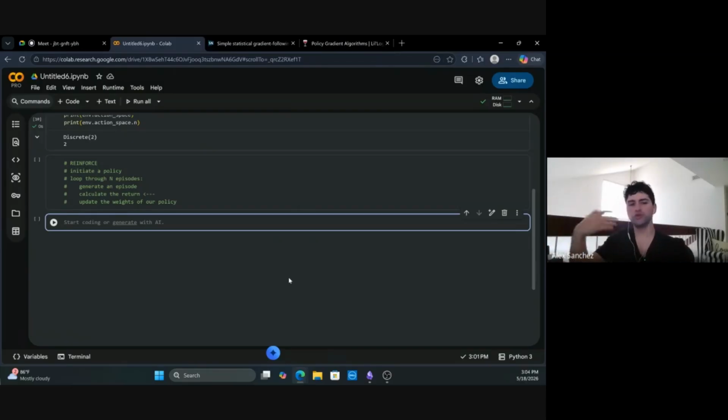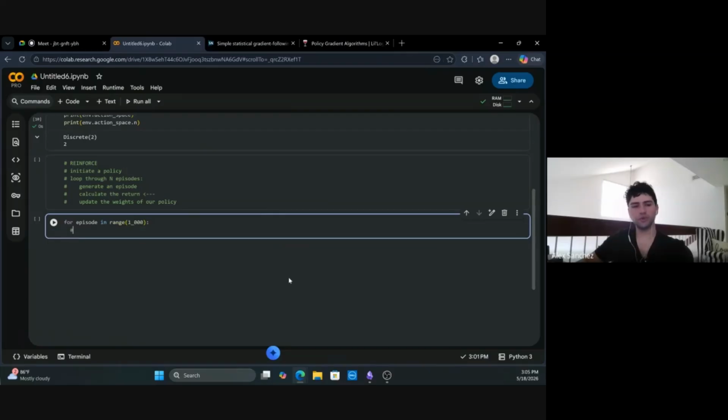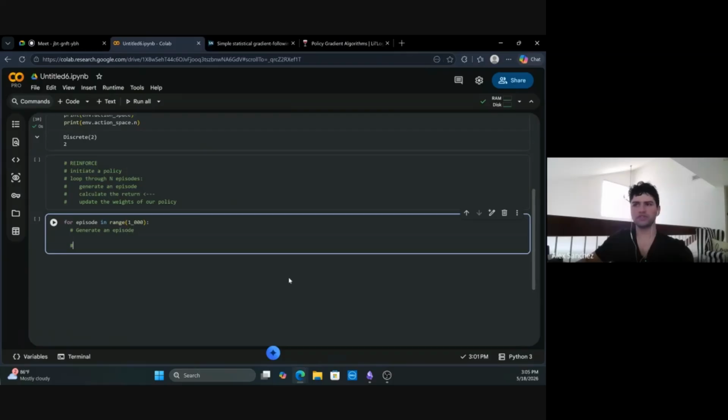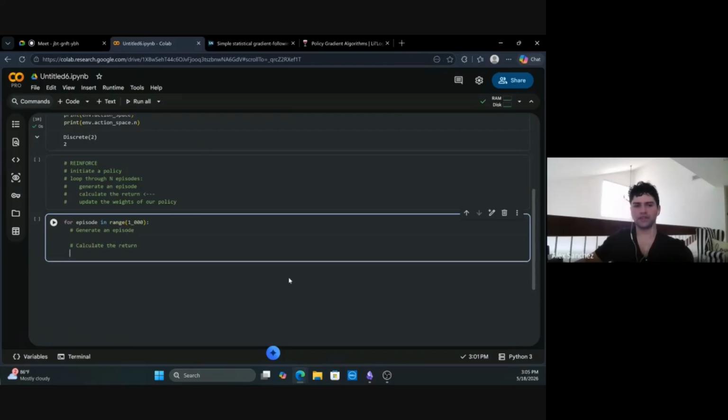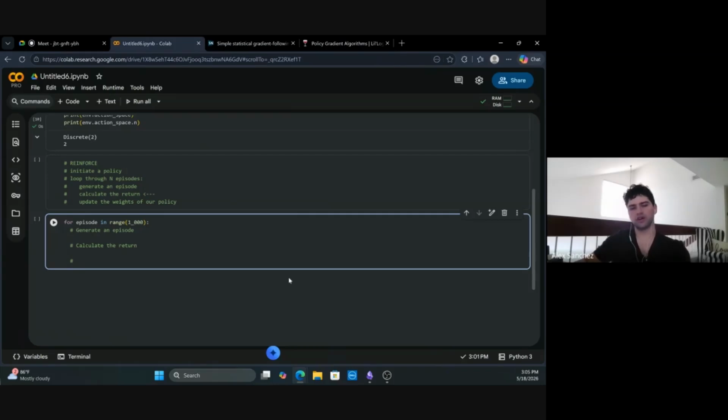We want to loop through n episodes. Then we'll link it to the actual API. But let's say for episode in range, let's give 1,000 episodes. First thing we want to do is generate an episode. Second thing we want to do is calculate the return. And then third thing we want to do is update weights, as stated.